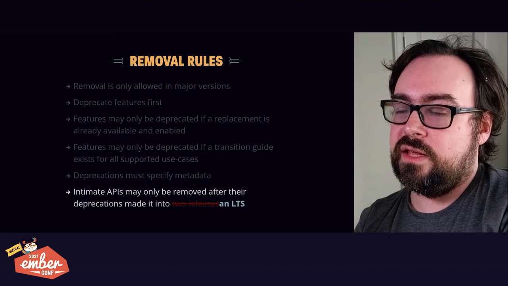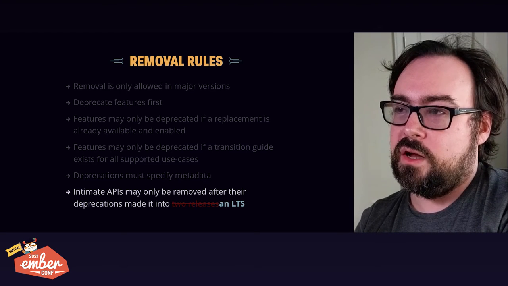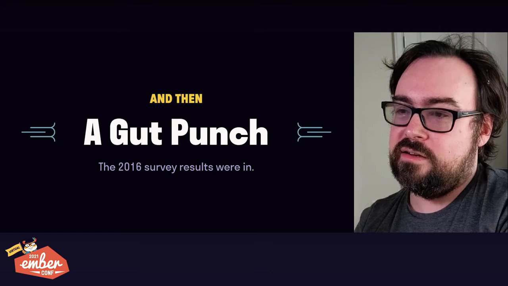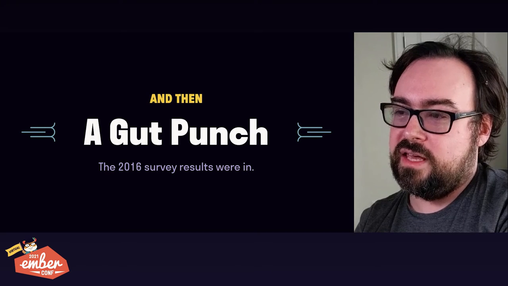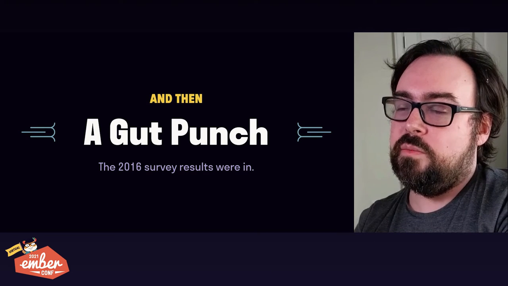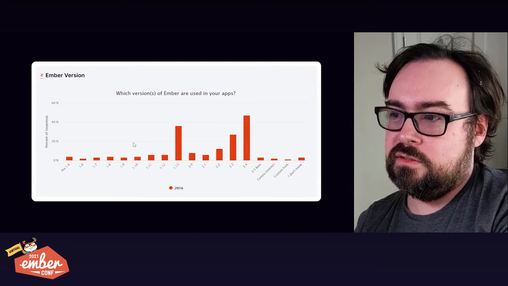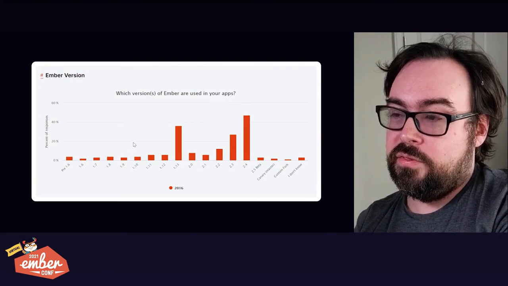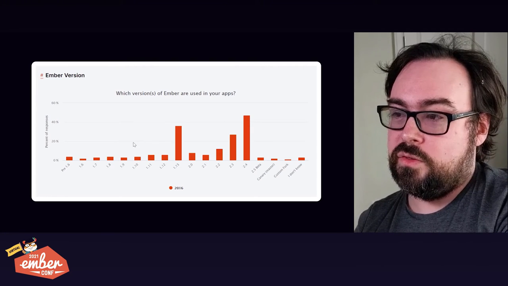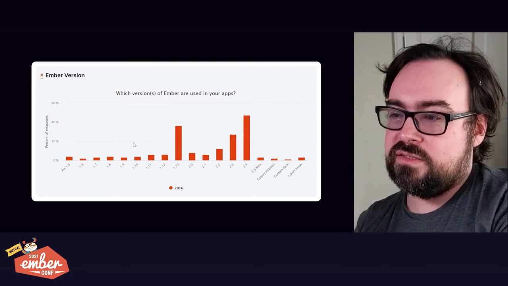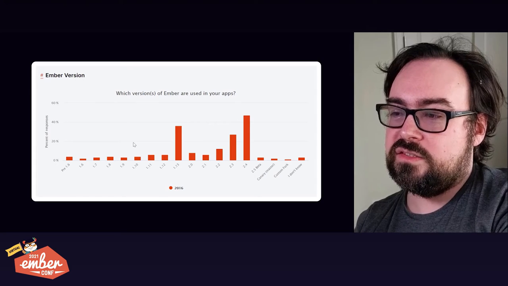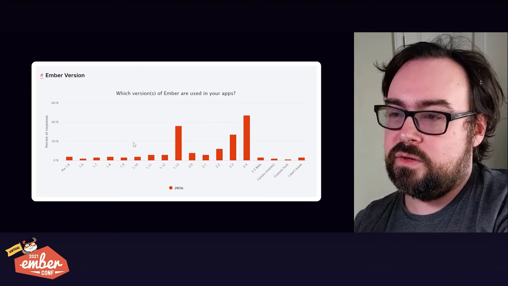Despite 1.13, it felt like we were making progress. Our system was firming up. And then the 2016 survey came in. We already knew about the problems, but we didn't know exactly how bad it was. And it was pretty bad. 36% of our users were stuck on 1.13. On the bright side, people who made it to 2x looked a lot like the 1x survey from 2015.